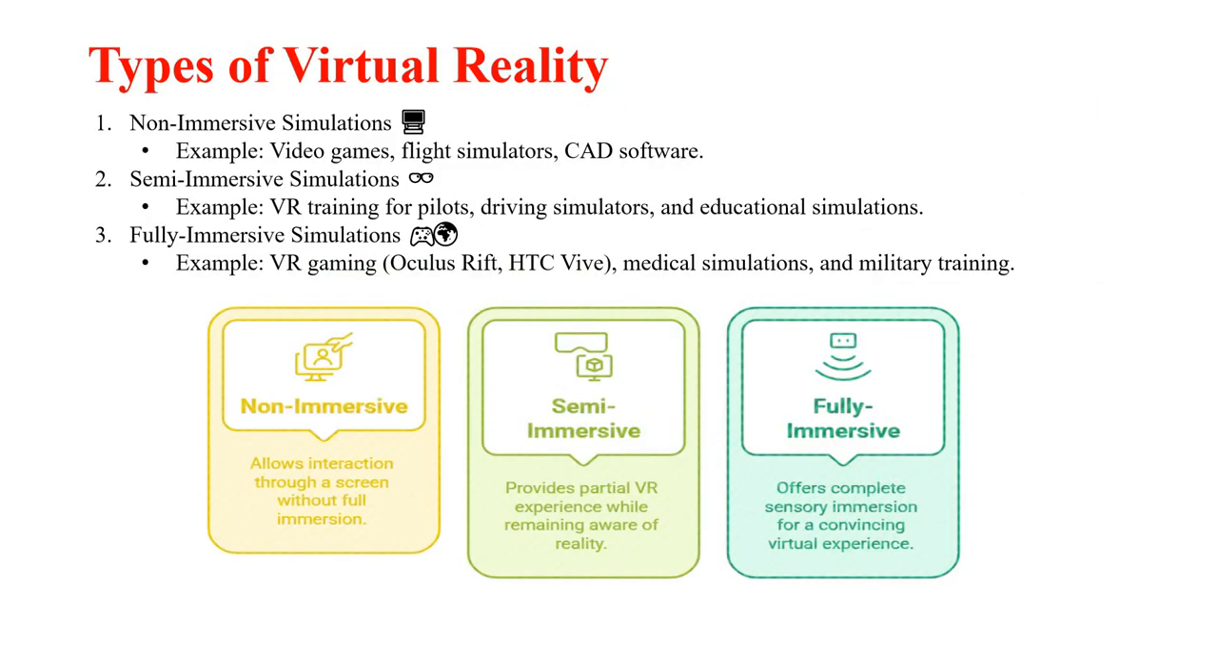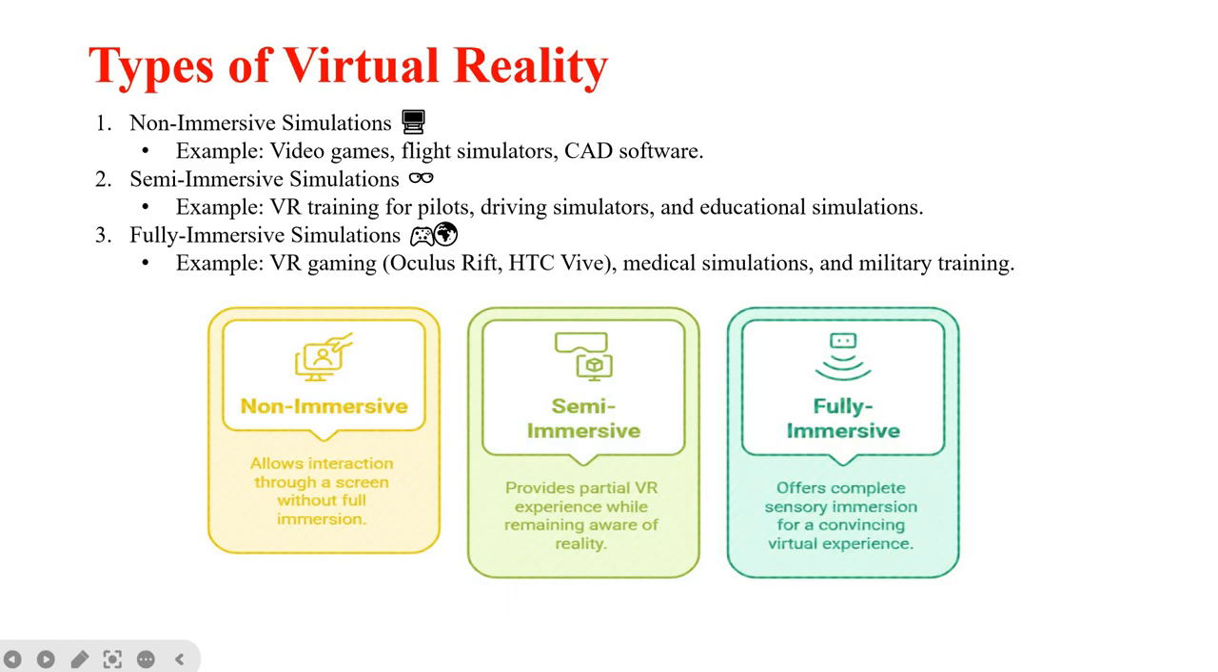And the types of virtual reality are, there are three types of virtual reality. First is non-immersive simulation, then you have semi-immersive simulations and fully immersive simulations. So in non-immersive simulations, the users interact with the virtual environment through a screen without full immersion. And examples are video games, flight simulators, and CAD software.